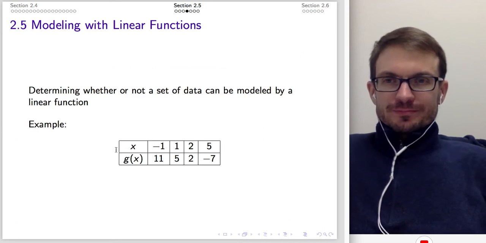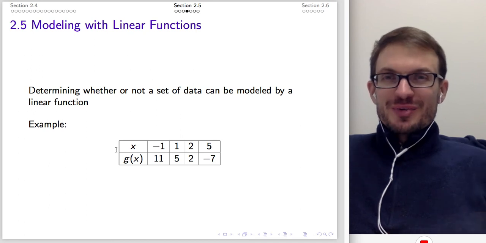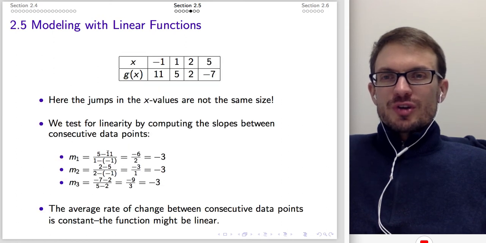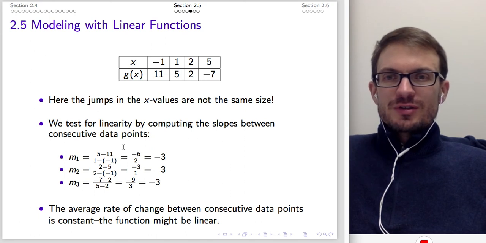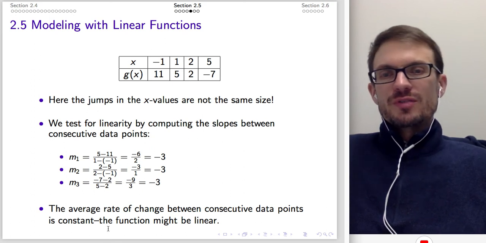Okay. So determining whether a set can be modeled by a linear function gets harder when the x's don't increase by the same amount. So between here, we have a jump of 2, here's a jump of 1, here's a jump of 3. And what's happening to the y values? Well, we can check for linearity by computing the slopes between consecutive values. So 5 minus 11, 1 minus 1. And we'll check at all these points, and all these are minus 3. So the average rate of change between consecutive data points is a constant. The function might be linear.